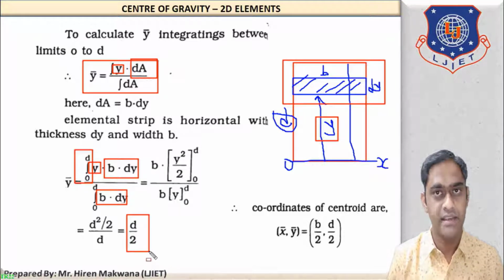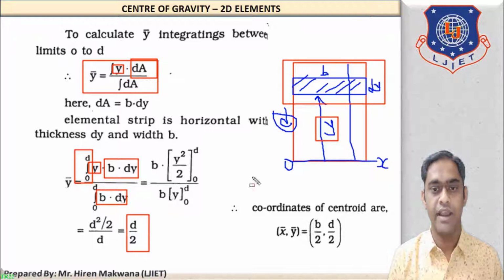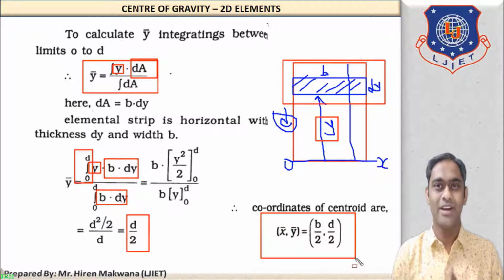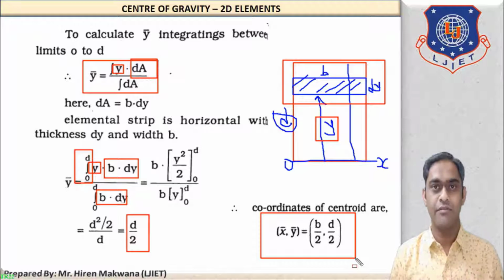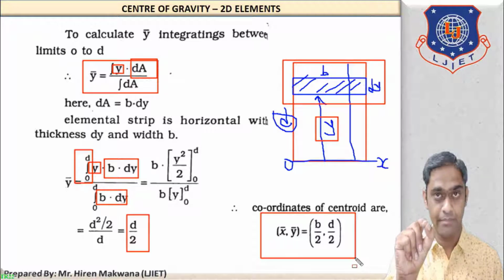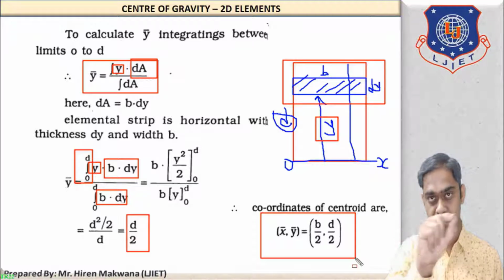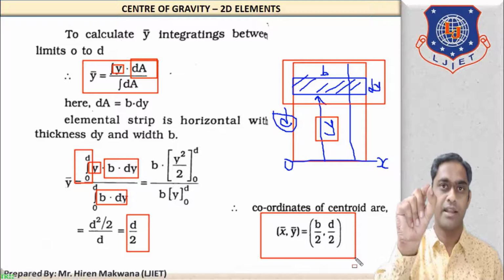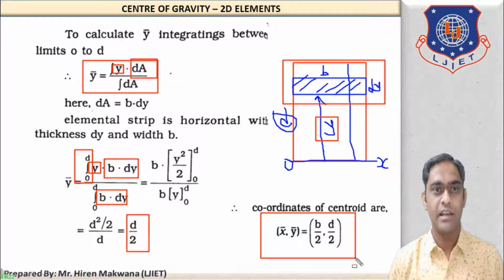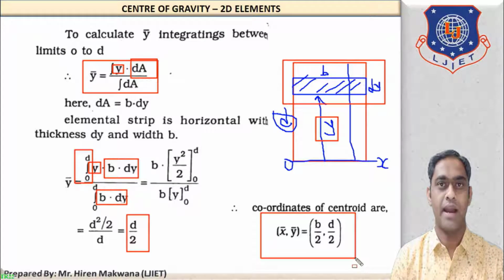It's now very easy and repeated as earlier. So here are the final coordinates of center of gravity. X bar is equal to b by 2 and y bar is equal to d by 2. So that is the formula for center of rectangle, meaning the center of gravity of the rectangle lies exactly at the midpoint of the figure. X bar is equal to b by 2 and y bar is equal to d by 2. So very easy calculation for the rectangular part.